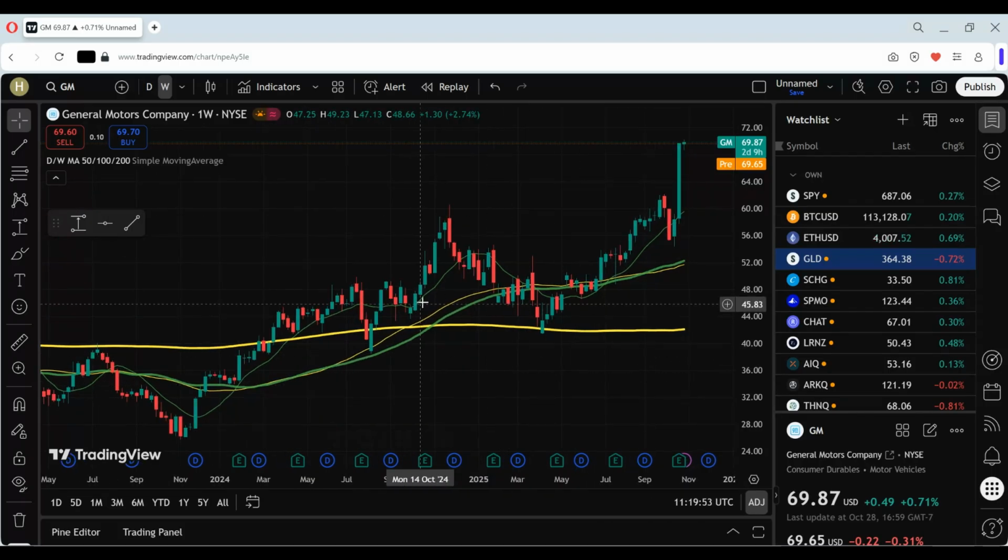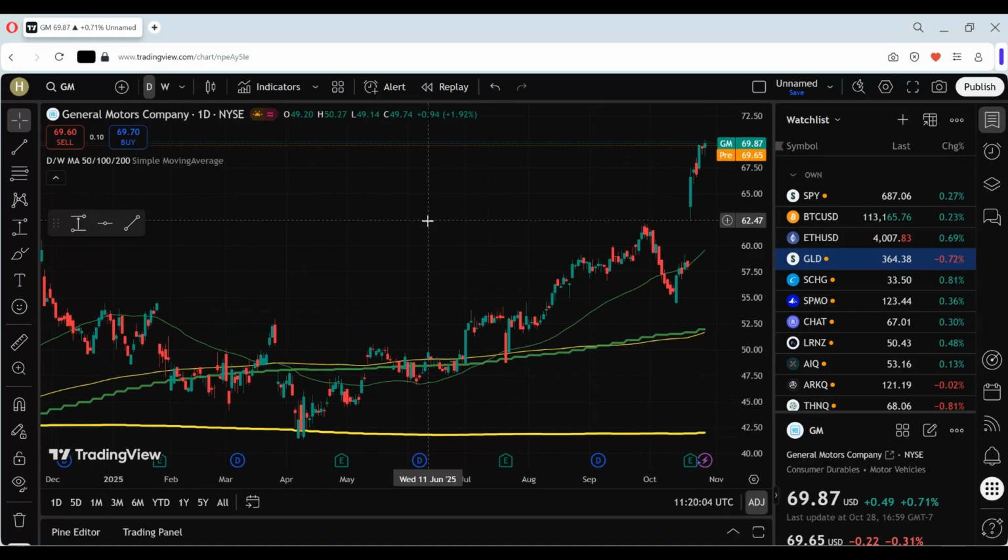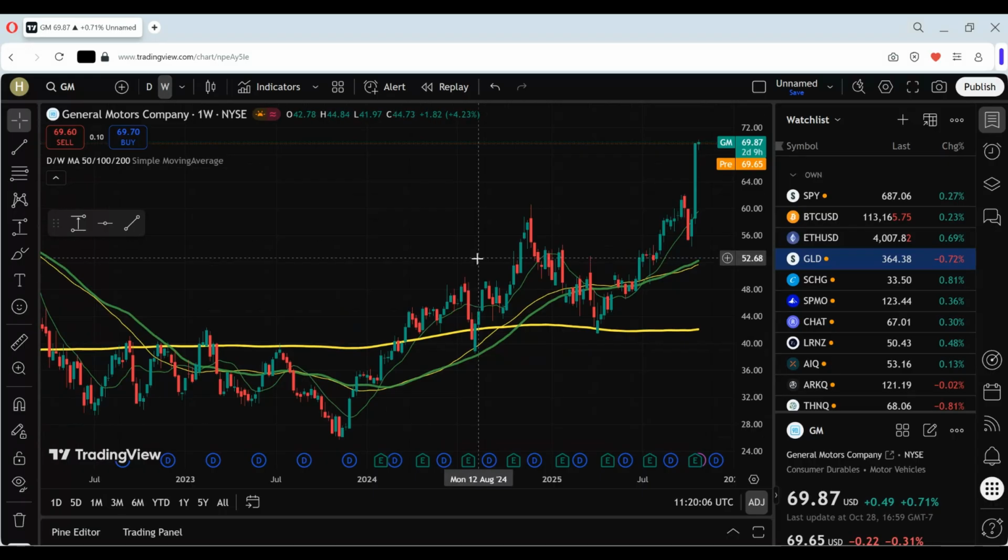So that'll tell you where the stock was at. Each one of these candles is a week. Got a W up here in the top left for week, or you could change it to daily candles. Each candle is a day. So you can scroll in, scroll out.